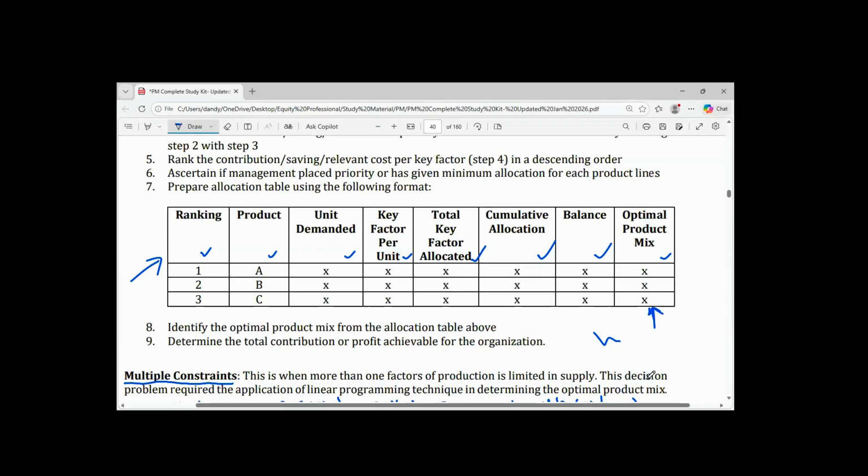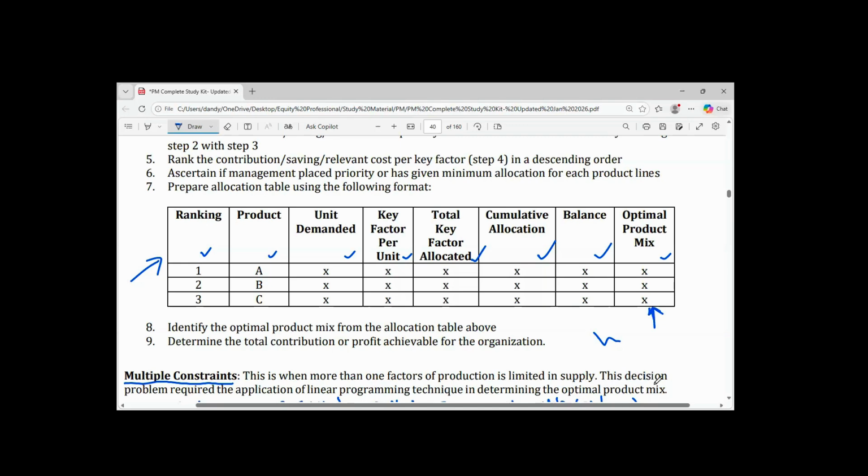Step 4 is to determine contribution/savings per key factor, by dividing the contribution or saving with the key factor per unit, and then you rank the final result in a descending order. Then step 5, you prepare allocation table. Using this table, it's about 8 columns. This is the allocation table.